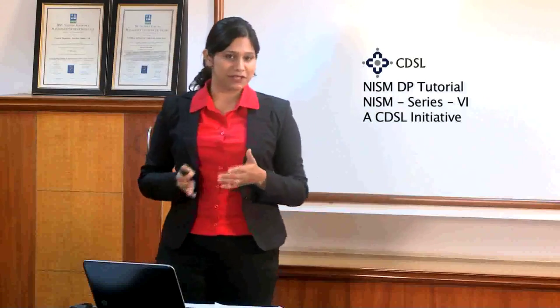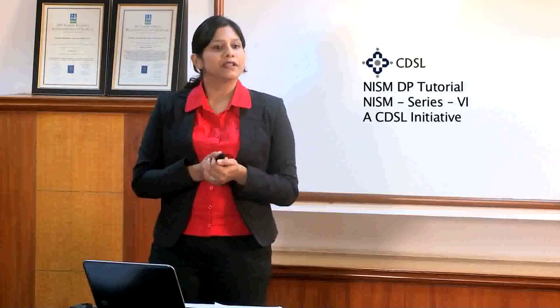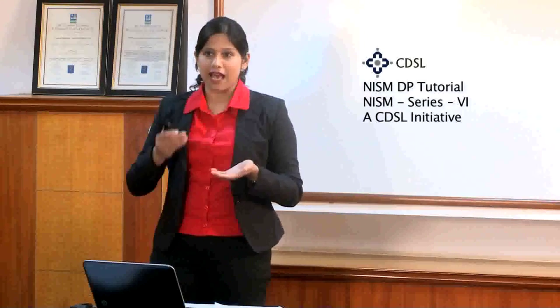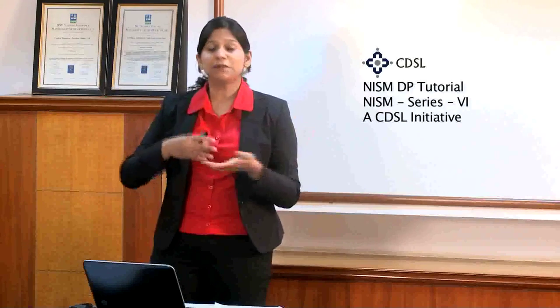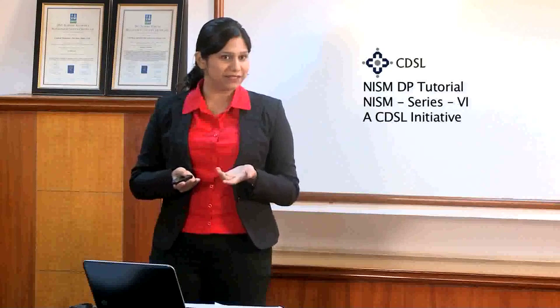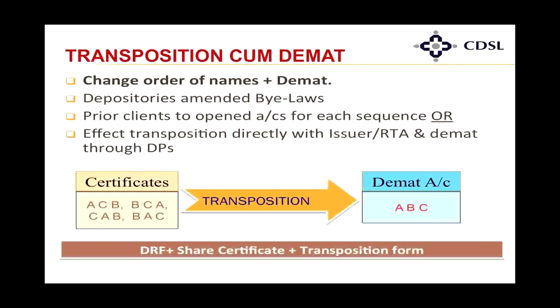Let us come to another situation, transposition cum demat. Imagine you have lots of certificates and the order in which the name appears varies from that of the demat account. What do you do then? You can do it by way of transposition cum demat. Transposition is nothing but change in order of names. Depositories have amended their bylaws. According to that, in addition to filling the DRF, you can fill the transposition form as well. That will change the order, say from ABC to BAC or anything else.